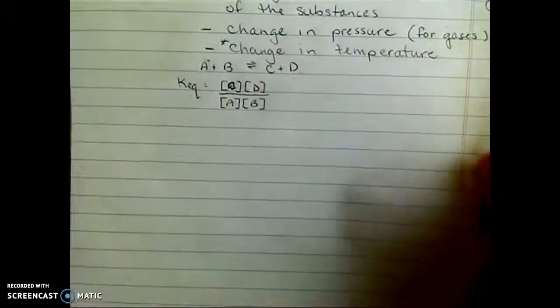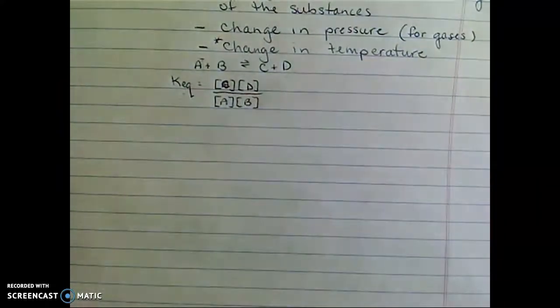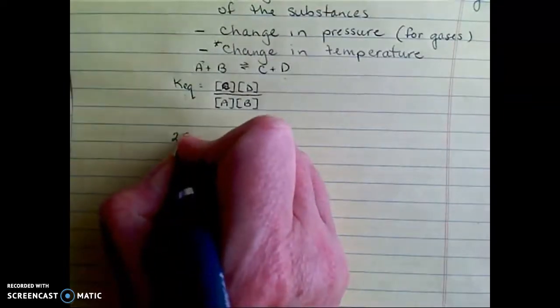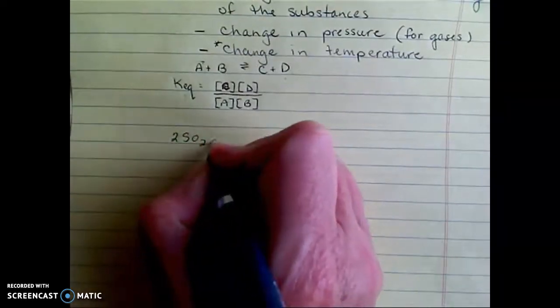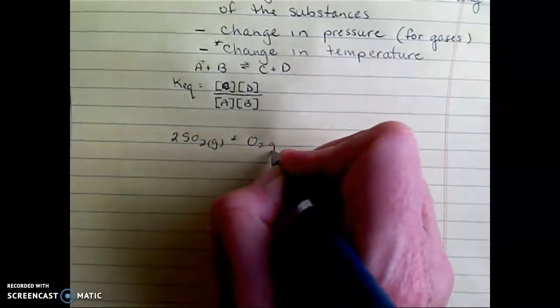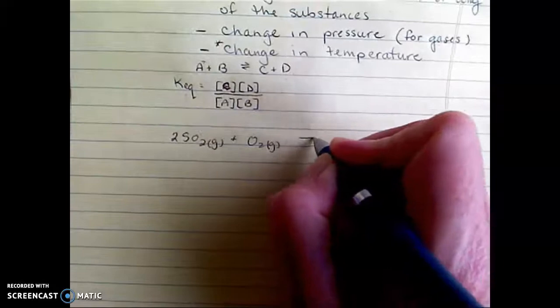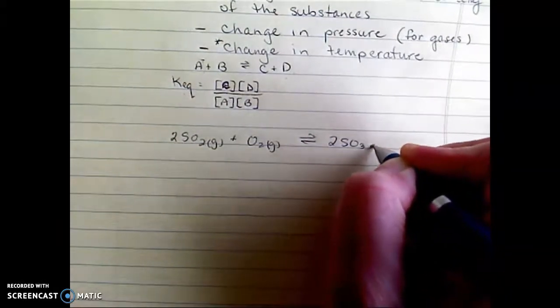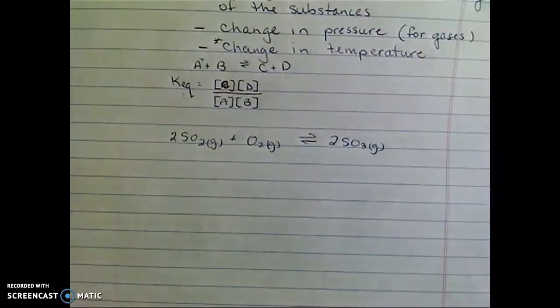Let's say we have 2 SO2, we'll make this one a gas, reacts with oxygen, and it is in equilibrium with sulfur trioxide gas. Of course it's going to have an equilibrium constant once the reaction gets going, and the forward and reverse reactions will be the same.